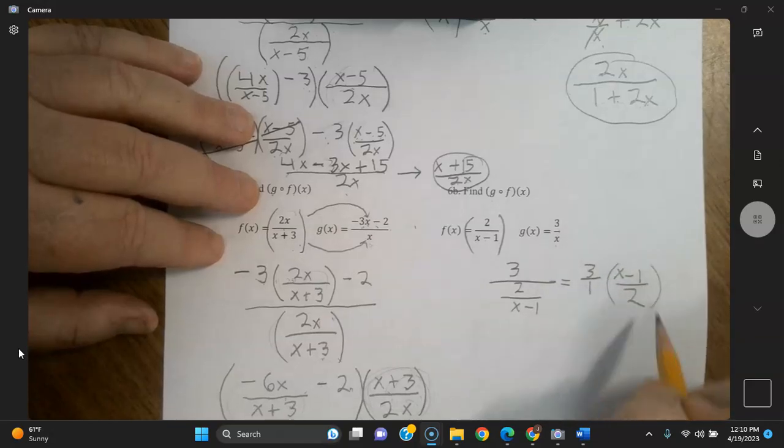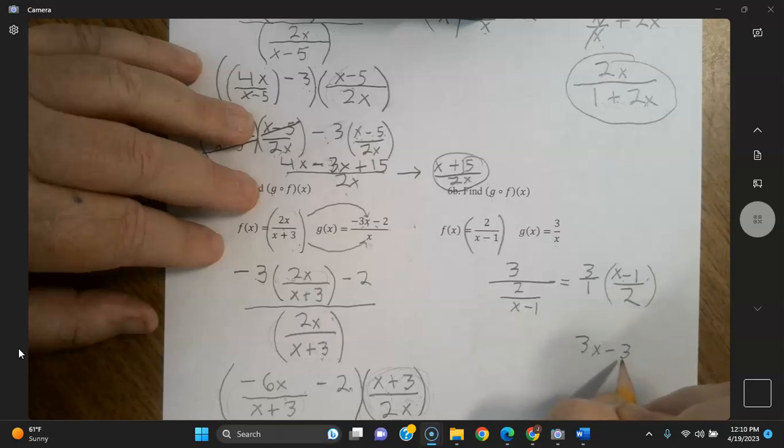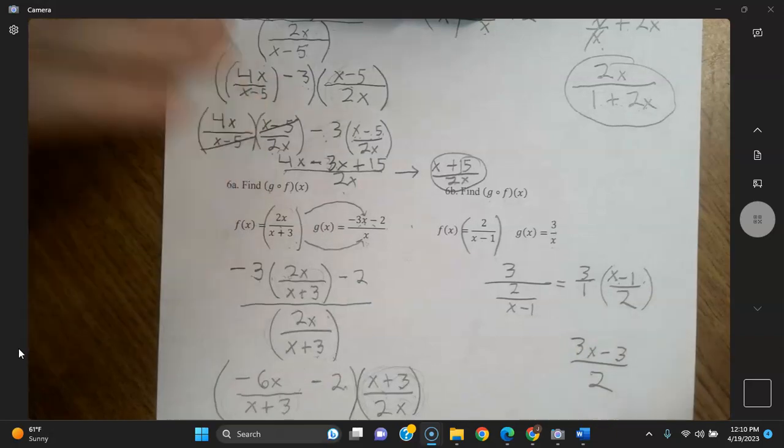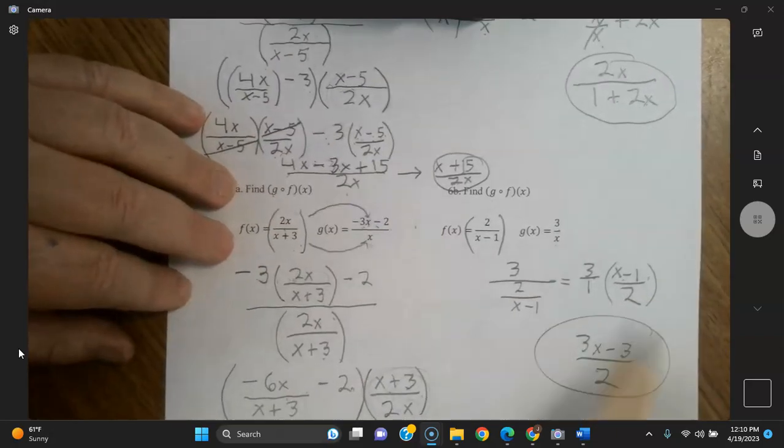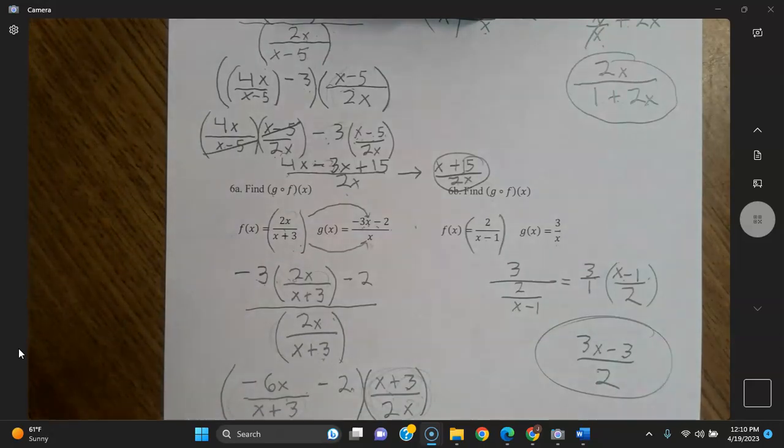Okay. So now it's 3x minus 3. I think you can all see that. 3x minus 3 over 2. And that's as far as you can take it. You're done with that one. Okay? So these are messy, but go ahead and do them, study them as you proceed, and that takes care of this lesson.